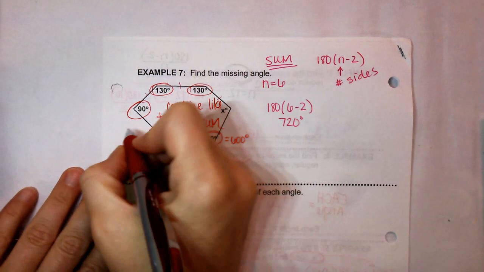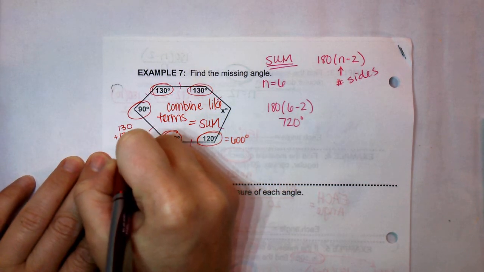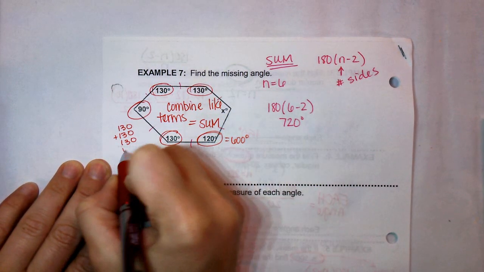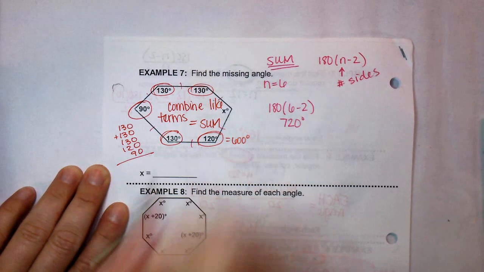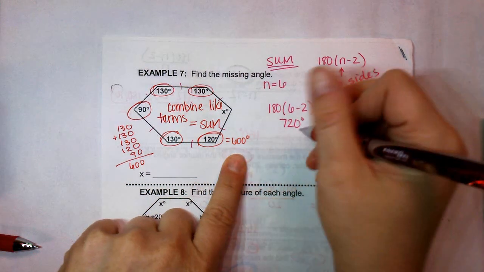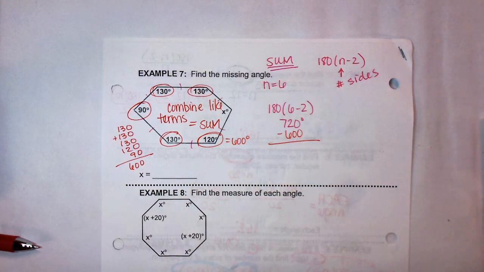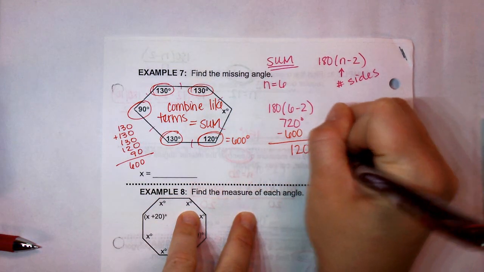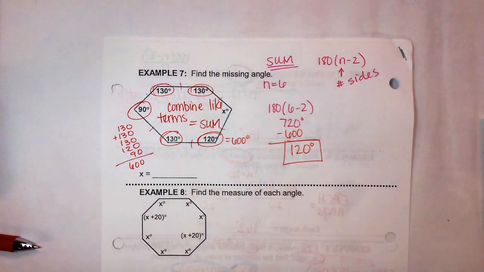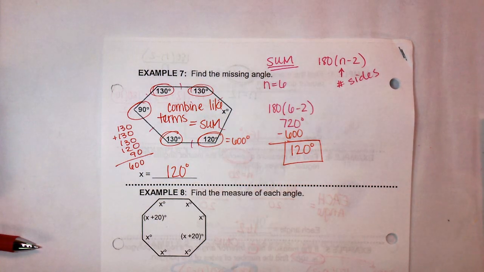Okay, list it if you have to. 130 plus 130 plus 130 plus 120 plus 90. That's what we did. Got 600. So now I'm going to do 720 minus 600 and get 120. That's my missing angle. Okay?